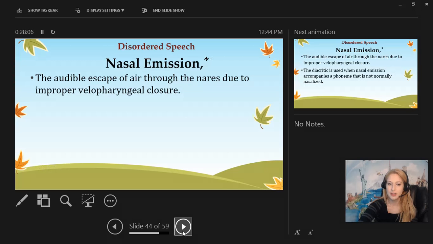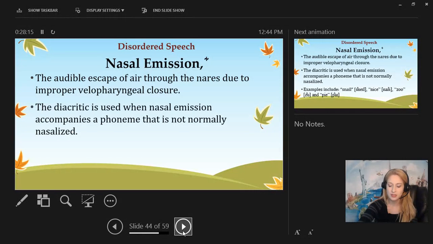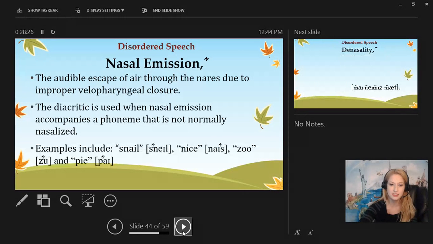Nasal emission is an audible escape of air through the nares due to improper velopharyngeal closure. So the air will be escaping through the nostrils. The diacritic is used when nasal emission accompanies a phoneme that is not normally nasalized. Some examples include snail, nice, zoo, and pie.